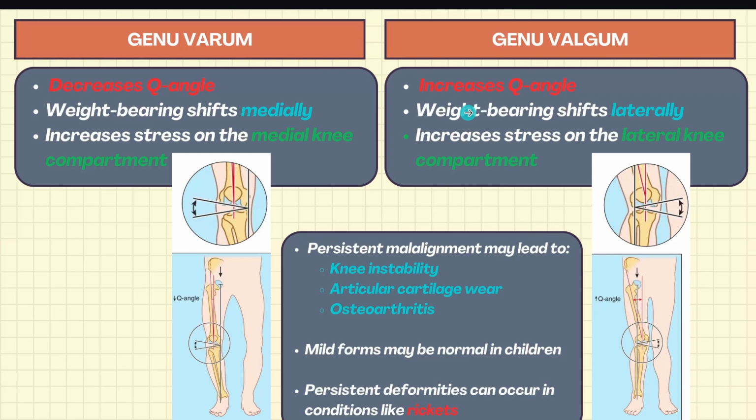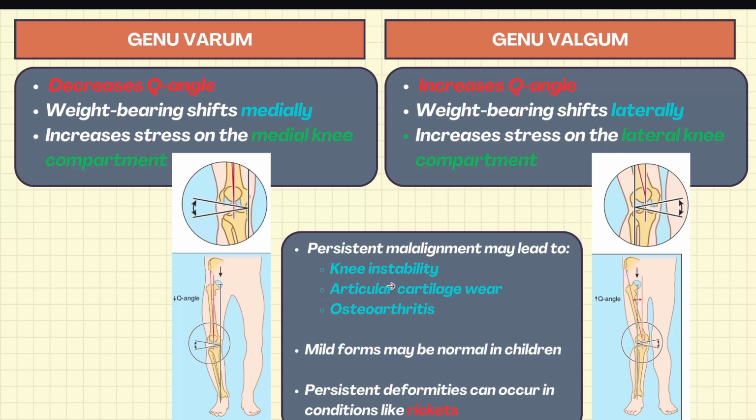Now let's talk about the two different cases where the Q angle can be either decreased or increased. If the angle is decreased, you're going to have a case called genovarum. Genovarum is caused by an increased stress on the medial knee, in the medial knee compartment, and its weight bearing shifts medially. Okay, and if the Q angle is increased, you're going to have a case called genovalgum. In genovalgum, weight bearing shifts laterally, increasing stress on the lateral knee compartment.